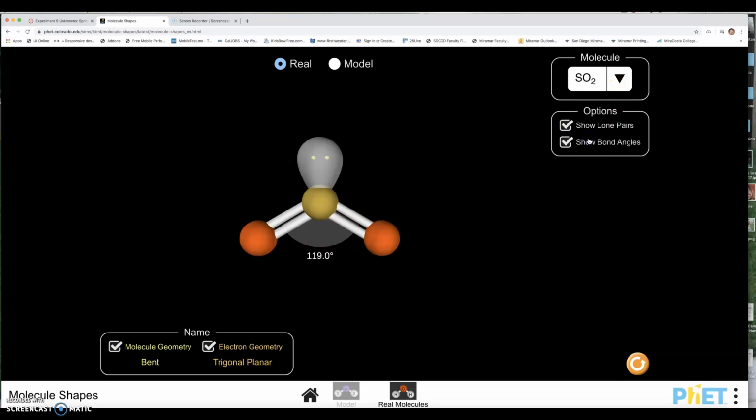You can do it for the SO2. So remember, this is trigonal planar for electron geometry. Why? There's 3 groups, the lone pair and the 2 atoms. But the molecular geometry is not trigonal planar. It's different. It's bent because it has a lone pair on this central atom. If we remove the lone pair, we see that it definitely looks bent. And like I said earlier, because lone pairs have a greater repulsion, they squeeze this bond right here, and it's actually less than 120.